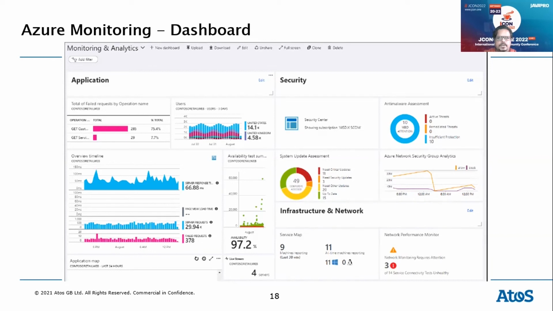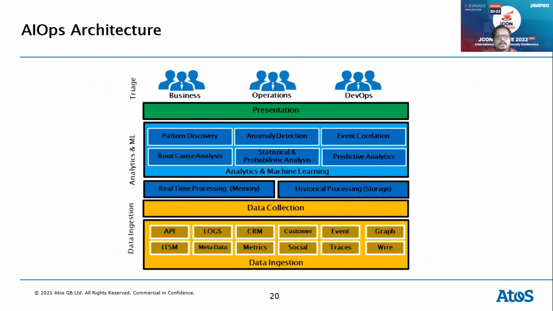This is something that is coming in from Azure monitoring. Again, something that you can leverage if you are building solutions on top of Azure, which is a solution on similar lines of observability as we are discussing. And then we have the AIOps architecture.